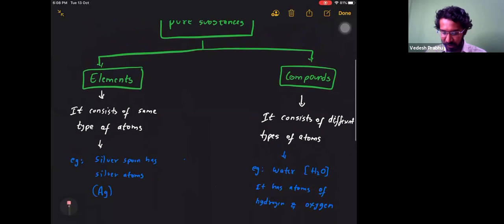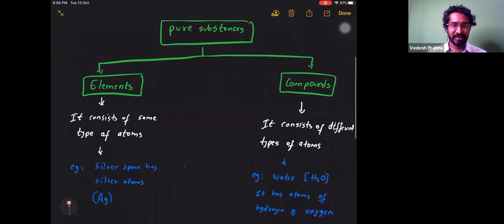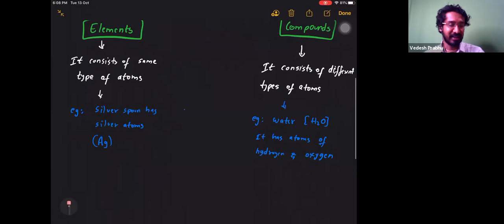Okay, so the pure substances, that is elements and compounds. Elements have the same type of atoms, whereas compounds have different types of atoms. For example, for an element, I've just taken silver, whereas for a compound, we wrote water. The compound example is water.